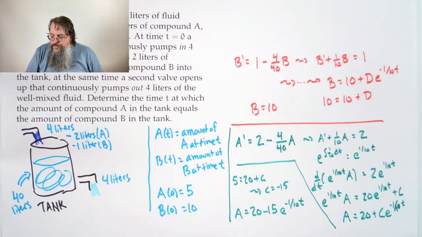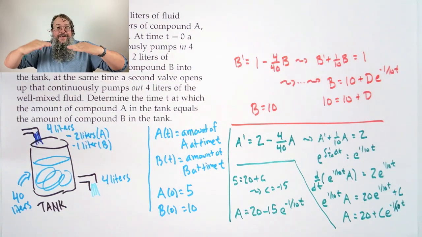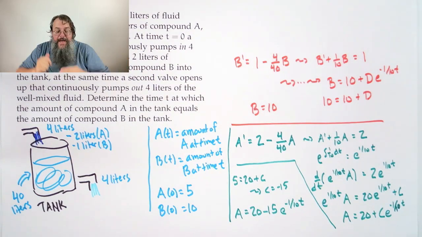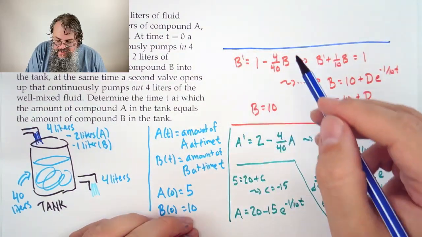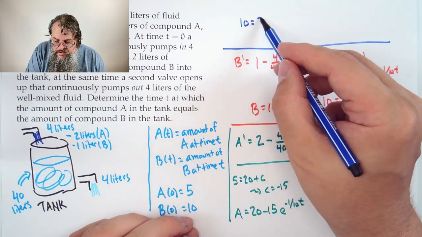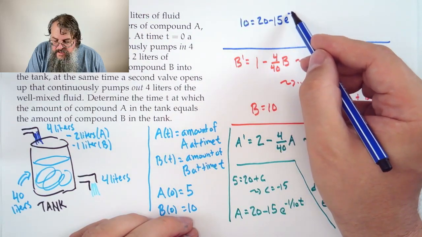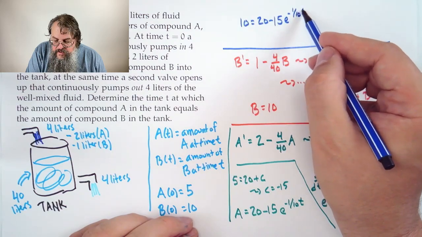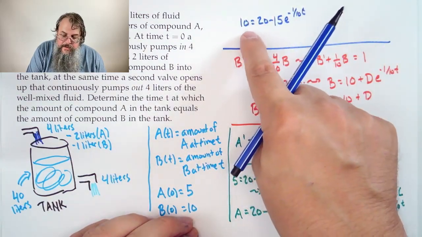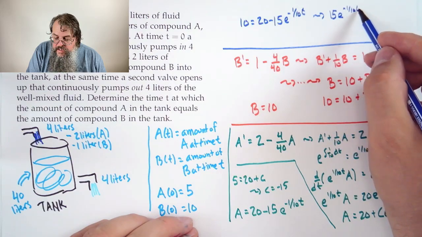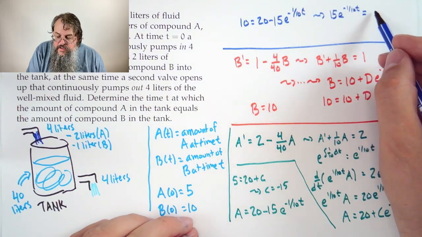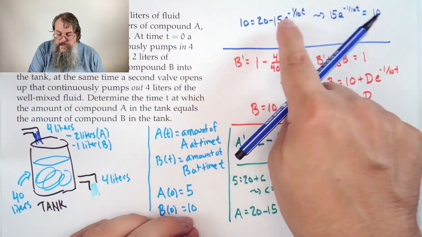And so now we're just a hop, skip, and a jump away. Because what do we need to do? Well, we have A, we have B. The question is, when do they match? So we compare these two. So our last step, our final computation, if you will. We have that 10 equals 20 minus 15 e to the minus 1/10 t. We can add 15, we can subtract 10. So that says 15 e to the minus 1/10 t is equal to 10. All right, subtract, moves things around.